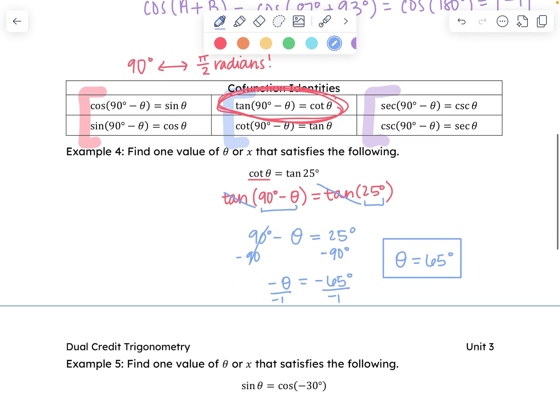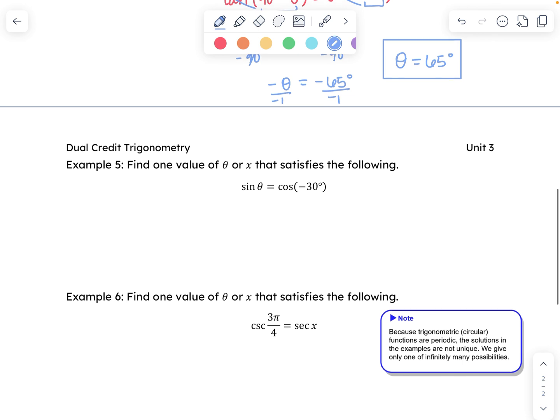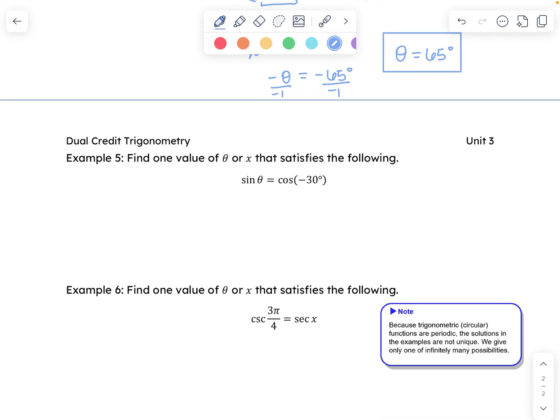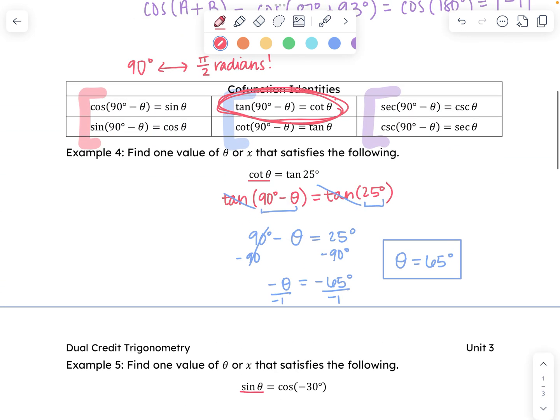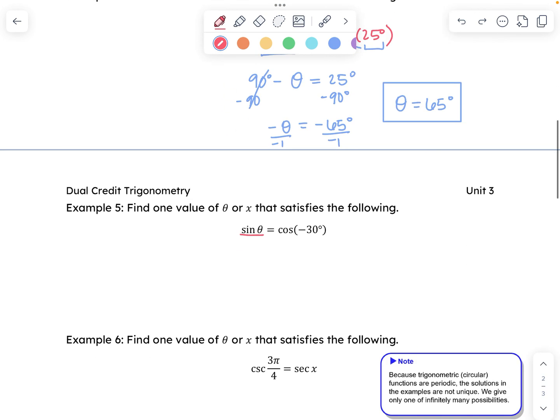Okay, let's look at another one. Just make sure we remember how to do this. This time I have a sine and a cosine, and once again, it is the cosine of negative 30 degrees. So we're still in degrees. I'm going to take this sine of theta and use my cofunction identity to rewrite it as the cosine of 90 degrees minus theta. So the cosine of 90 degrees minus theta is equal to the cosine of negative 30 degrees.